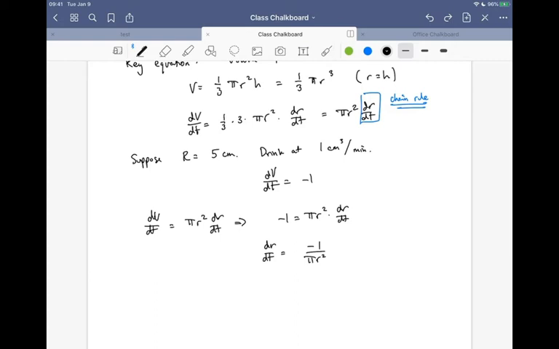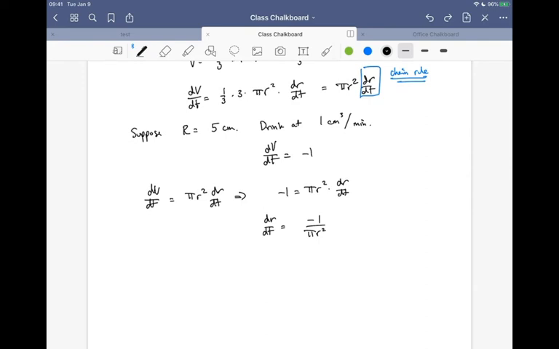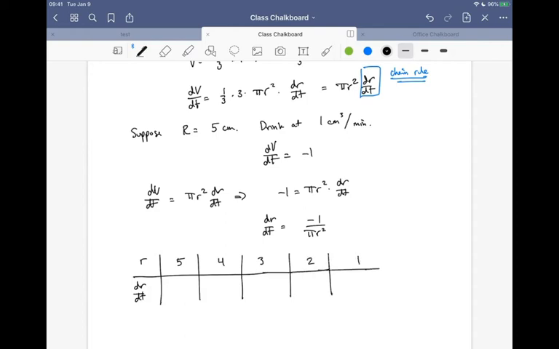Now, if I start with an initial radius of 5 centimeters, what I'd like to do is make a little table here, and let's say that we have r and dr/dt. And I'm just going to pick 5, 4, 3, 2, and 1 for sake of arithmetic. And I'm going to switch over to Mathematica for a second, just for the sake of doing some number crunching.